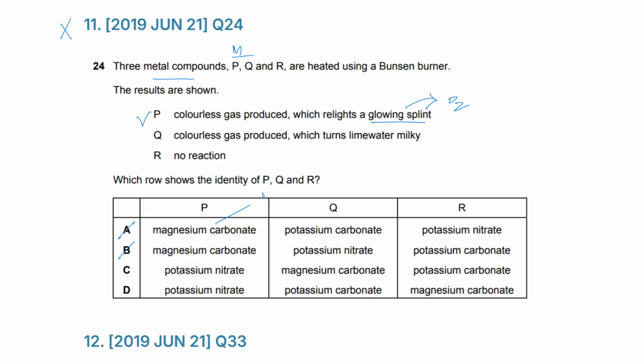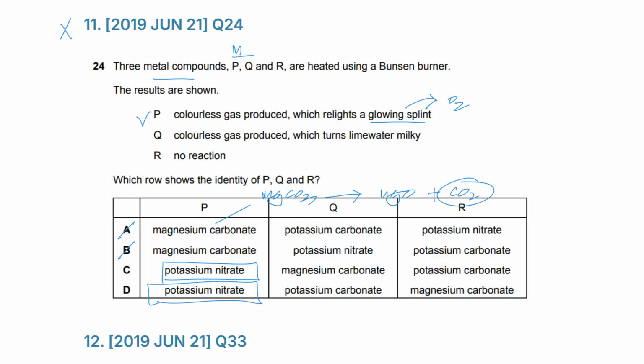out if you've studied this, that magnesium carbonate, if you heat it, thermally decompose it, produces magnesium oxide and a colorless gas, carbon dioxide. But carbon dioxide does not relight a glowing splint. It actually works opposite to this. So if there's a lot of carbon dioxide being produced, it would shut out the flame that you have, right? So it's between C and D, and in fact potassium nitrate is the one which produces oxygen.